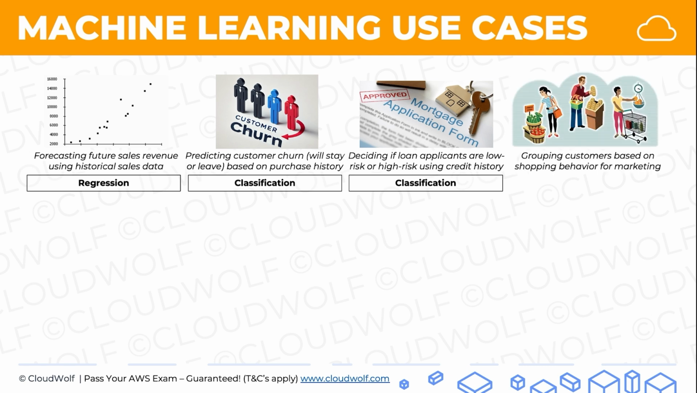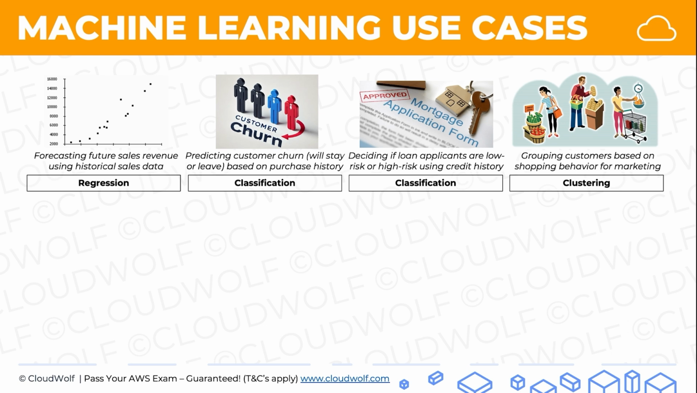Next one is a bit tricky because here we've got grouping customers based on shopping behavior for marketing. So we have information about how our customers have been shopping, and now we want to group them. The thing is, we don't know the groups. We don't know in advance that there's going to be group A, group B, group C. We want to discover the groups. This is a discovery process, so it's going to be clustering. Machine learning will help us discover these groups.